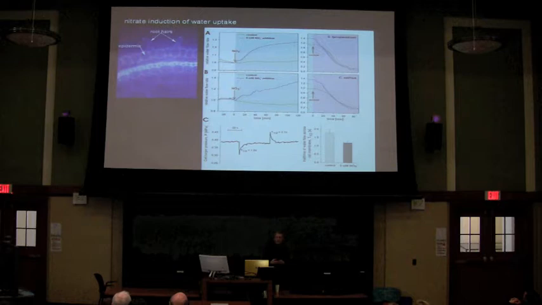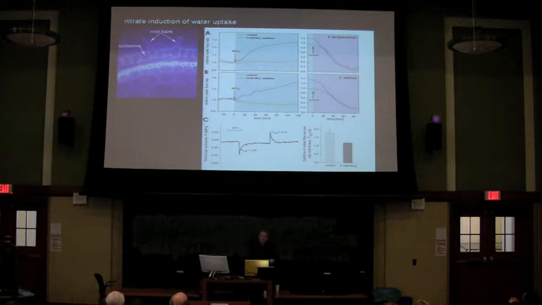But at the same time, we noticed that the plant, within very few seconds, within 30 seconds, changes the hydraulic properties of roots by allowing more water to flow through the membranes of parenchyma cells in roots. And these two slides show tomato and cucumber. A and B show tomato and cucumber response to nitrate addition to the root solution.